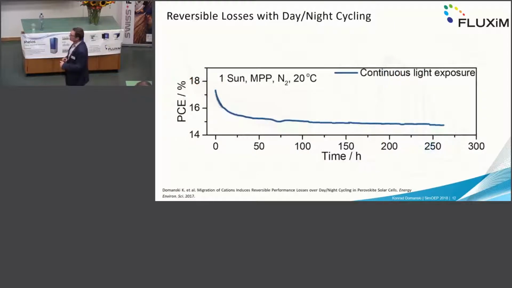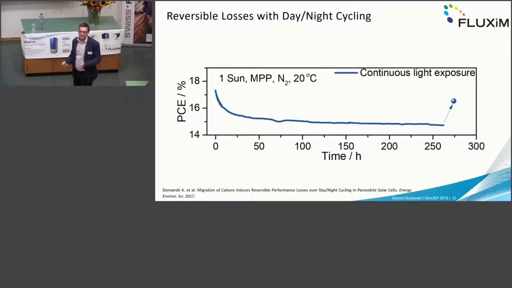Then the next thing we did is to cycle the light. I mean, any solar cell endures daylight cycles over the 24 hours every day. So we took the device aged continuously, and then we left it in the dark for a few hours, and we remeasured the efficiency. And what you see here is that a lot of efficiency is actually recovered when the device is left in the dark. And this roughly corresponds to this initial efficiency loss.